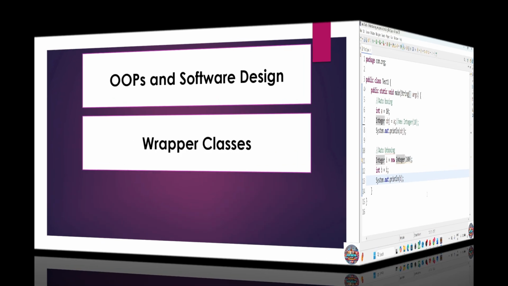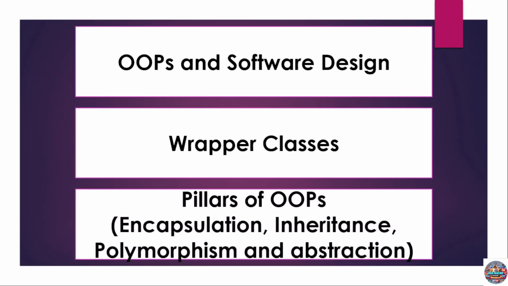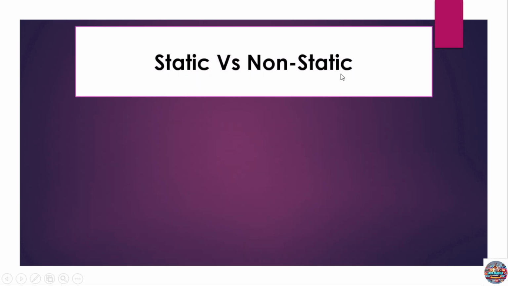Let us understand the concept of the pillars of OOPS. There are four pillars of OOPS: encapsulation, inheritance, polymorphism, and abstraction. Before understanding these four pillars of OOPS, first of all, we have to understand a concept called static and non-static. So what is static and what is non-static? Let us understand this.